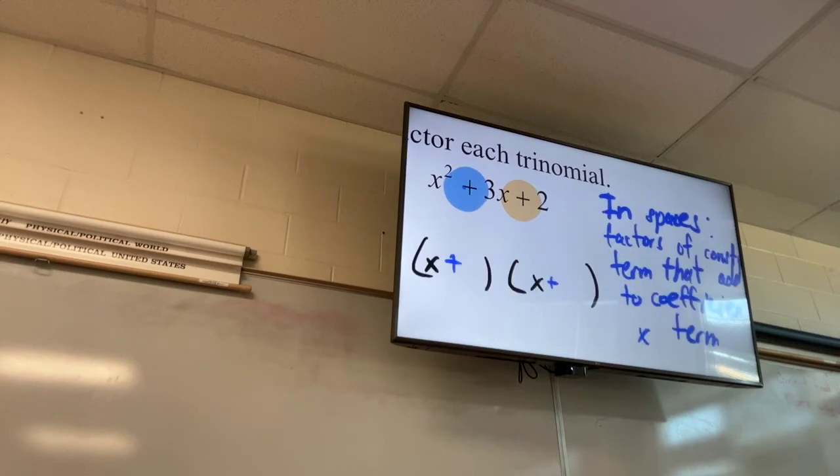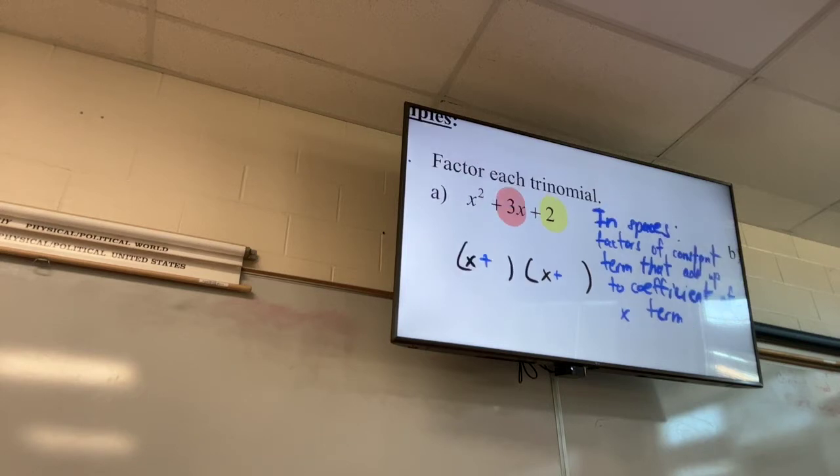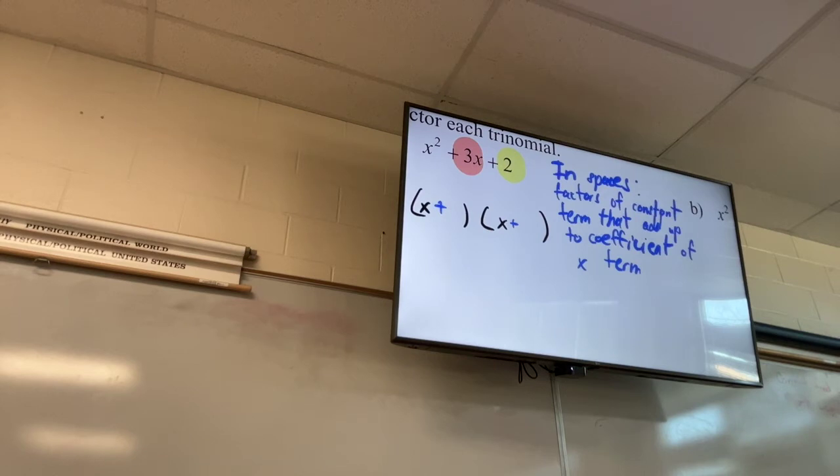Okay, so here's my constant term, and here's the coefficient of my x term. So I want to write in here 2 factors of 2 that add up to 3. What are those? 2 and 1, yeah. So I write a 2 and a 1. Factoring just takes practice, okay?